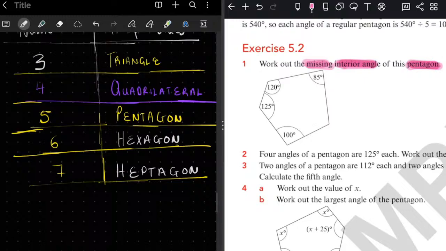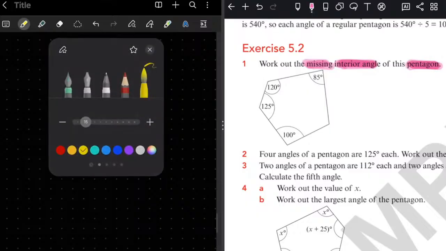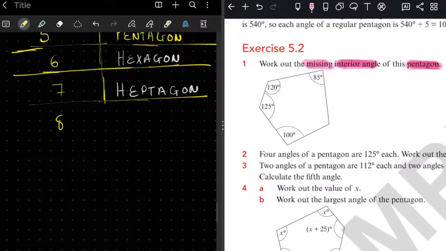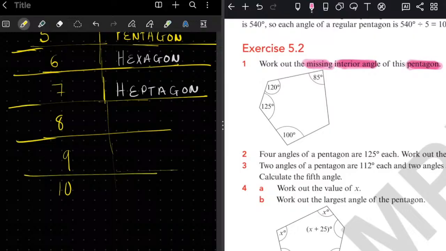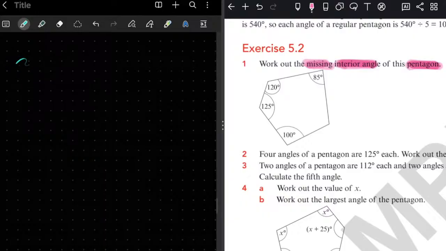So now, you should practice knowing them. I'll be doing practice every day with you for this. Now, the next thing is this. We'll finish this table for 8, 9, and 10. But now, knowing these 7 that we know, I want you to know a formula that we will be using for interior angles.